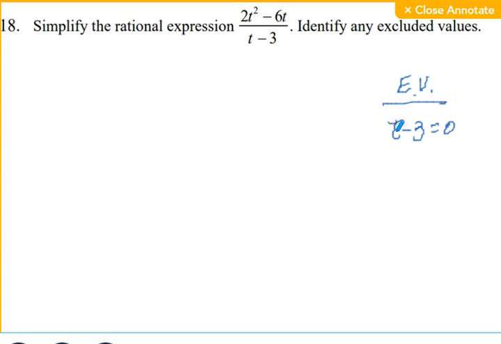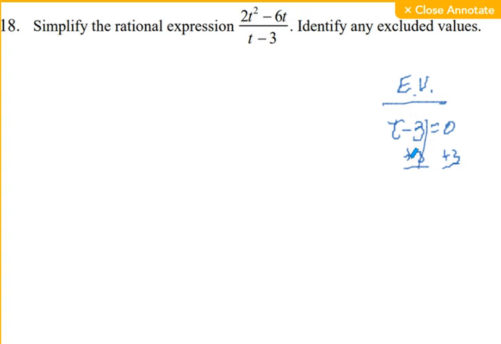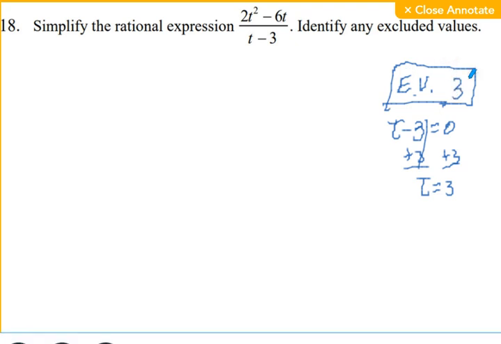And then we solve. Plus 3, plus 3, t equals 3. So my excluded value is 3. That is correct. All right, let's simplify this.